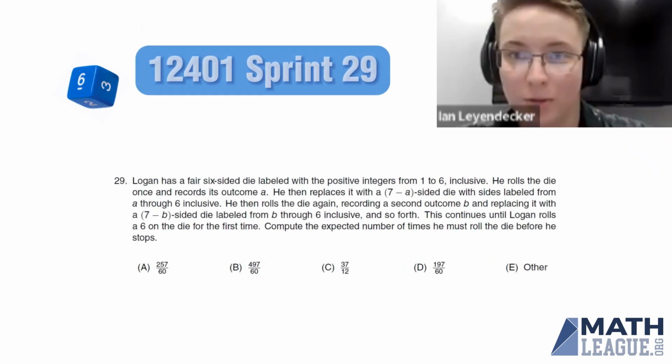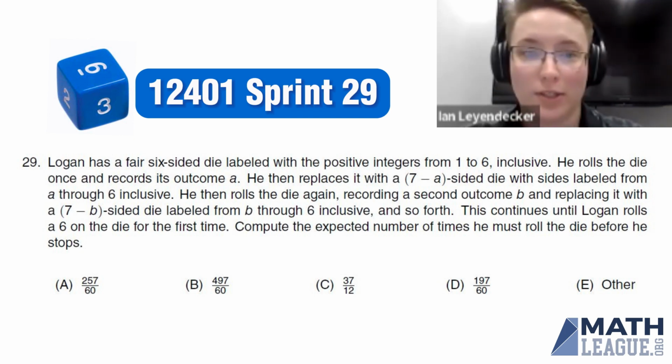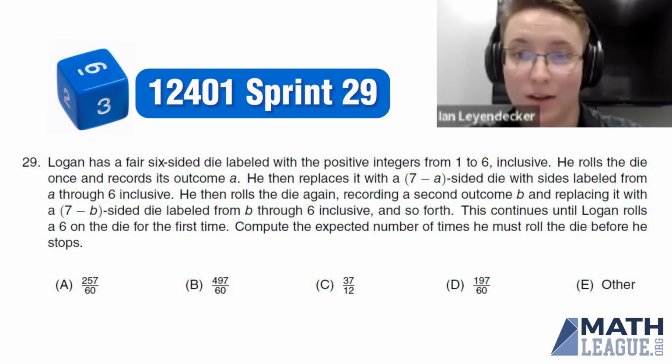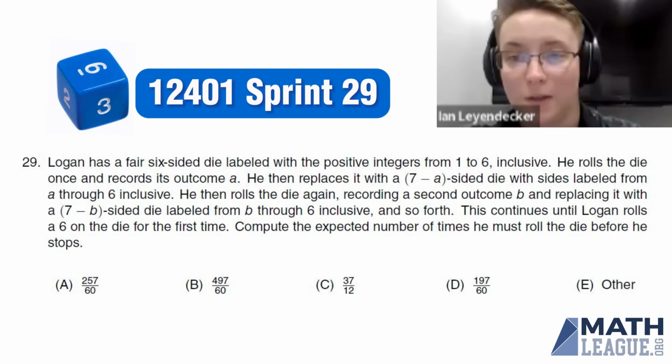All right, sprint number 29 reads: Logan has a fair six-sided die labeled with the positive integers from 1 to 6 inclusive. He rolls the die once and records its outcome A. He then replaces it with a 7 minus A sided die with sides labeled A through 6 inclusive. He then rolls the die again, recording a second outcome B and replacing it with a 7 minus B sided die labeled from B through 6 inclusive, and so forth.